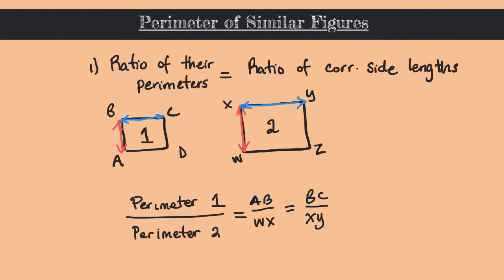And I'm just going to go ahead and indicate or label the other corresponding side lengths, okay? So here we go, CD to YZ. And notice that I am putting the side lengths for the first figure all in our numerator and the side lengths for our second figure all in the denominator. Okay, and finally DA corresponds with ZW.